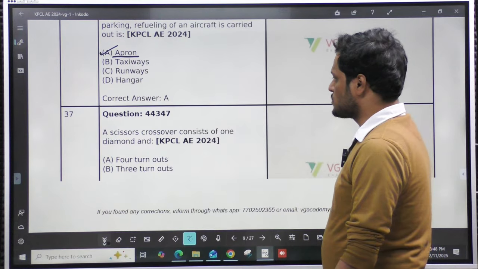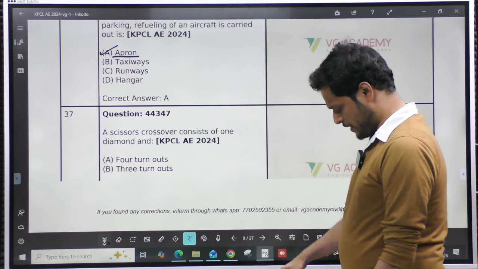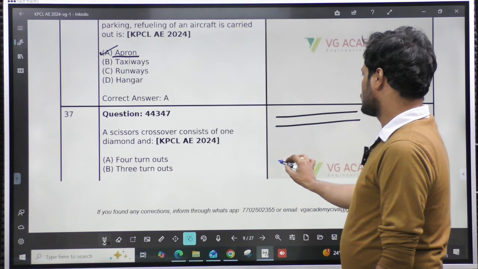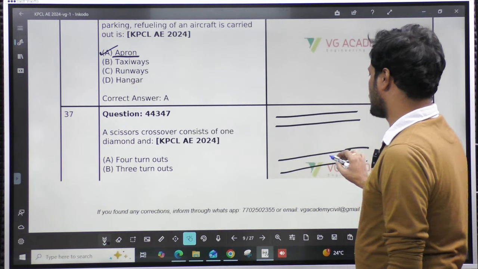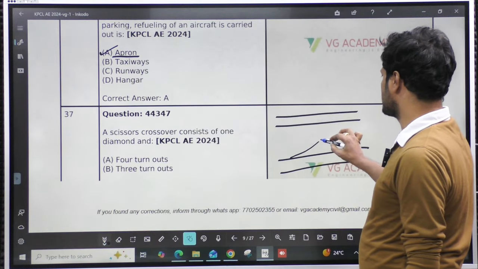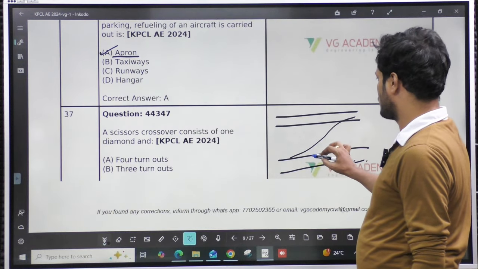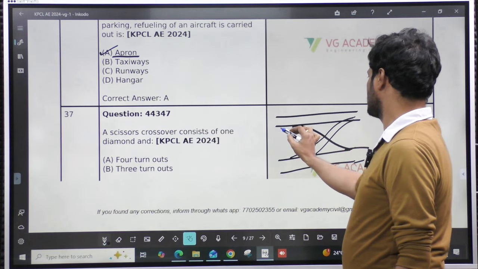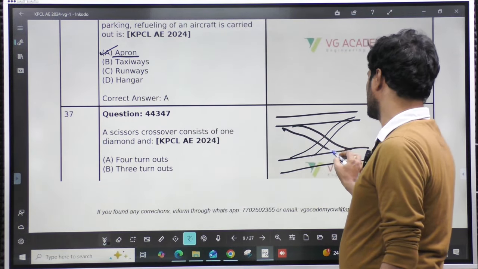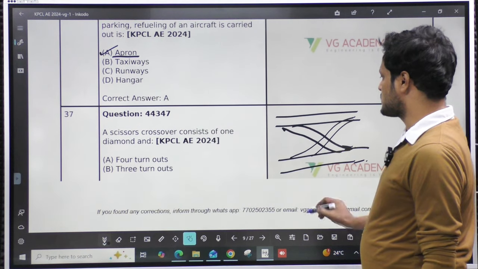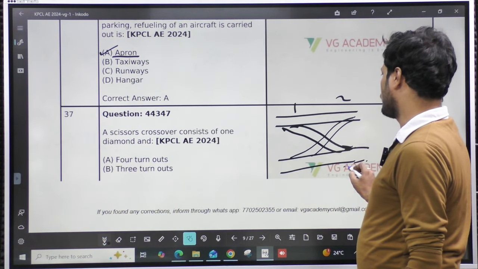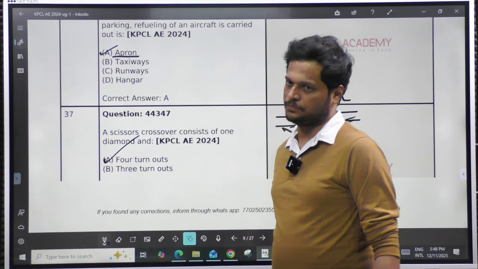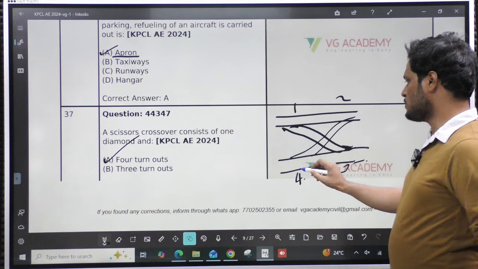Next, a scissor crossover consists of one diamond and scissor crossing. This is from railways. Through two tracks you will have different crossovers. So in scissors, this is how generally the scissor crossover looks. In total you will have one diamond and 4 turnouts, option A. So this is a turnout.